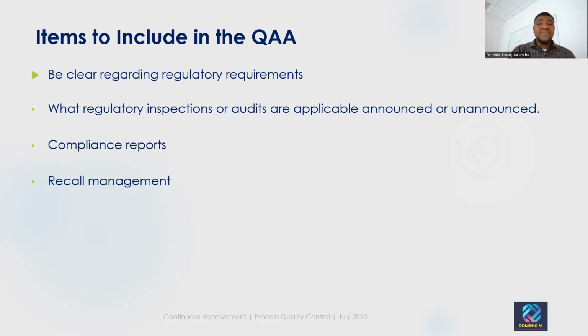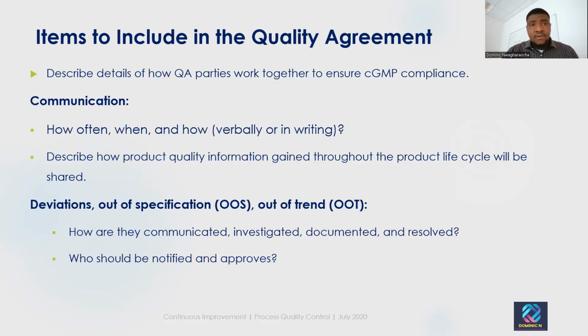Detail of this: how is notification going to happen? Who notifies whom? When do we get notified? And all of this. So describe in detail how the QA parties work together to ensure current GMP compliance, right? How are we going to work together? Should we have regular two-week or bi-monthly quality meetings to discuss products that we have made, deviations that we have, change controls that are in place? How do we do this? Or should we just communicate by writing emails to each other? Describe how product information is gained throughout the product lifecycle. This is what I'm talking about.